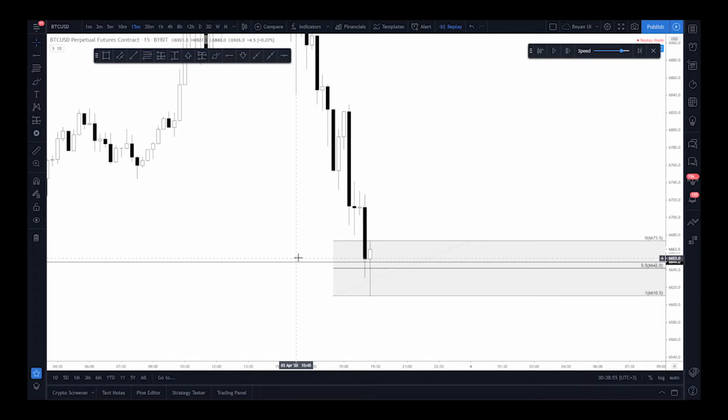6,641. Because what I have observed is that pretty often, after this candle has closed, the price tends to retrace to 50% of the size of the previous candle and then jump back up on the chart.